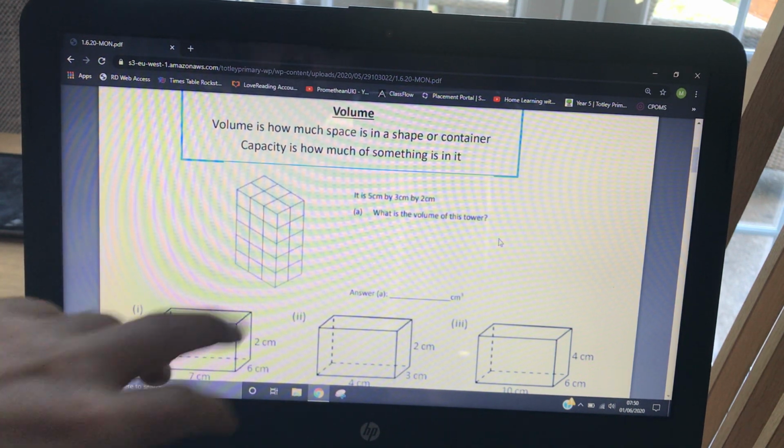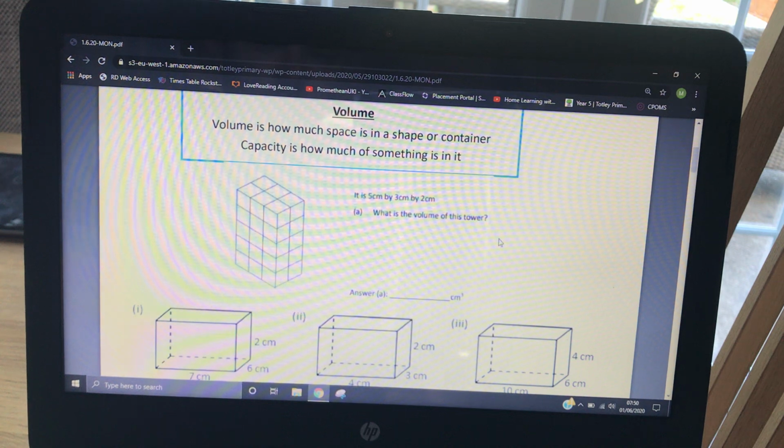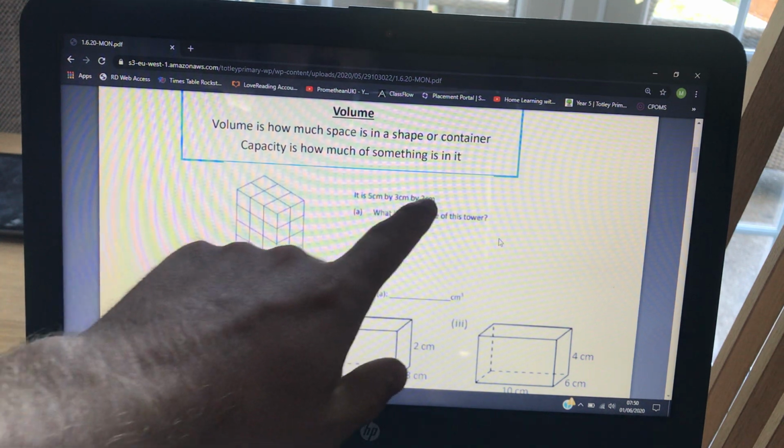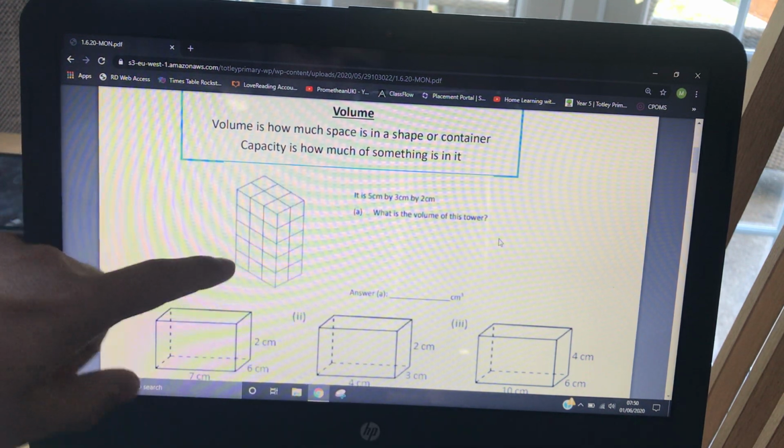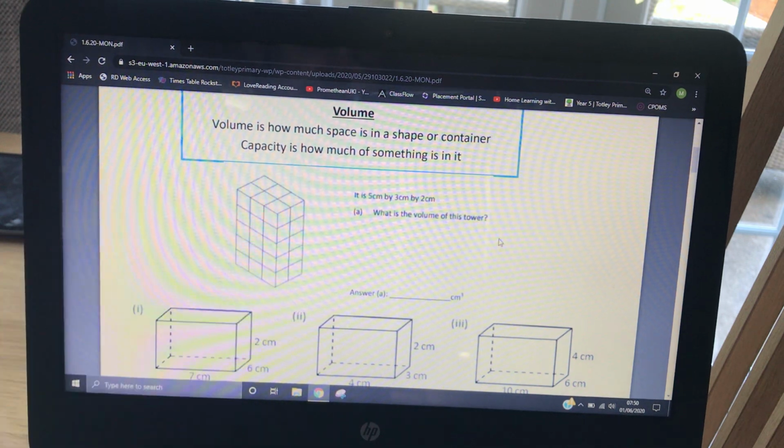Okay? So this first one here, what is the volume of this tower? It's 5 by 3 by 2. So it's 5 by 3 by 2.